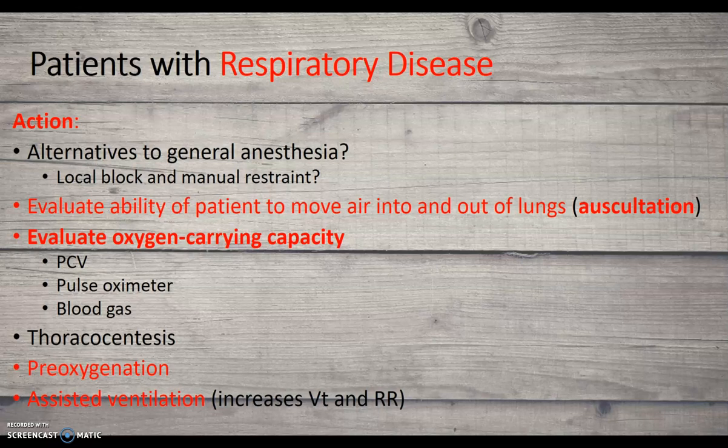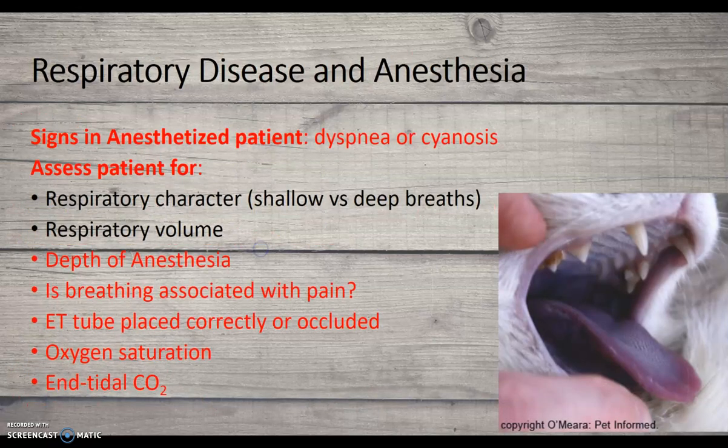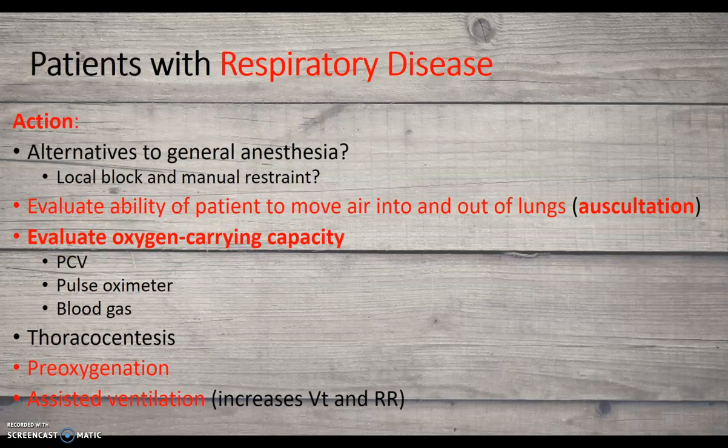So, is there anything you can do instead of putting these animals under general, such as using a local block or manual restraint? You want to be able to evaluate how well the patient can move air in and out of the lungs. Usually you have to listen to their lungs, also watch their effort, evaluate their oxygen carrying capacity. You could do this by their packed cell volume, make sure they're not anemic, using a pulse ox, or if you have the capability of blood gas, so that's not usually an option. Thoracocentesis may be necessary, which we already discussed.